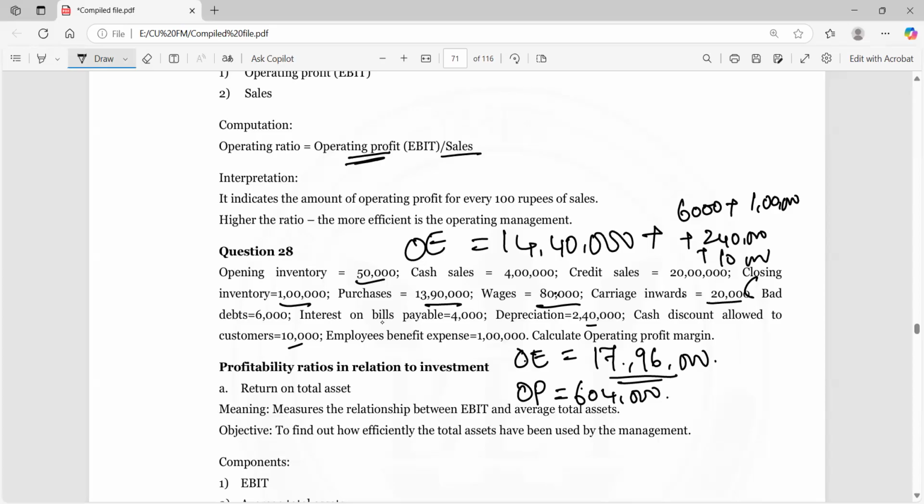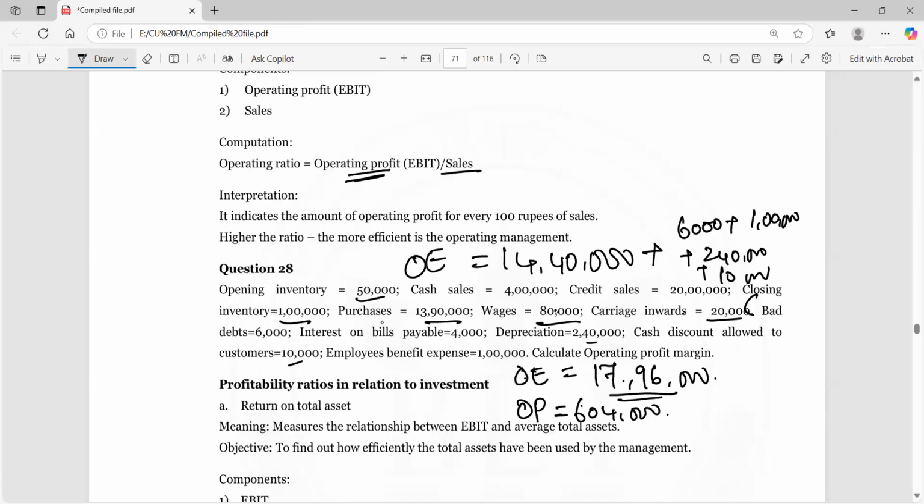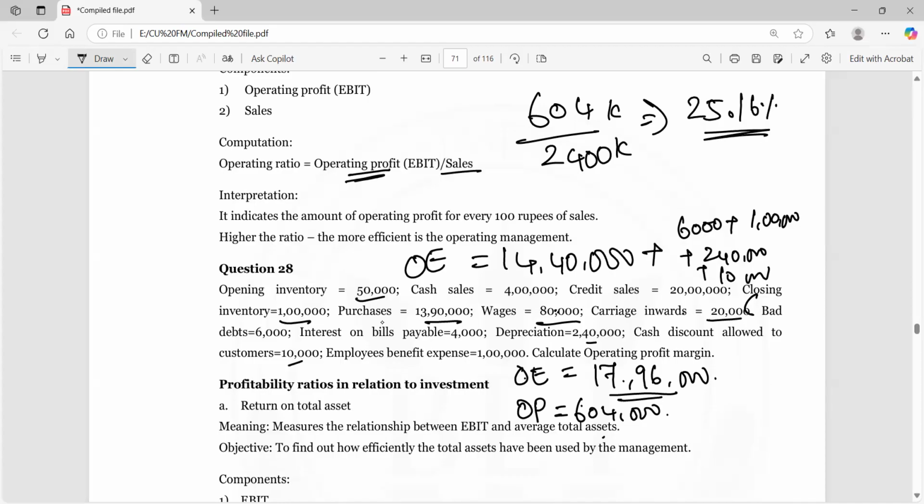You're all following it. Clear? Any doubt in this? So now how do we calculate operating profit margin? 6 lakh 4,000 divided by 24 lakh. How much do we get? 25.16%. That's all. Clear? Any doubt in this?